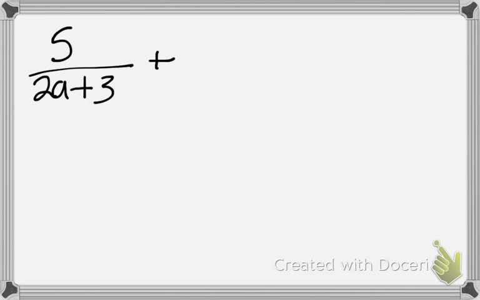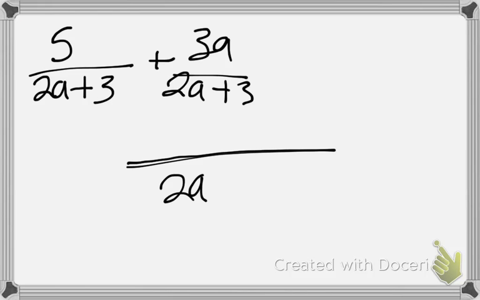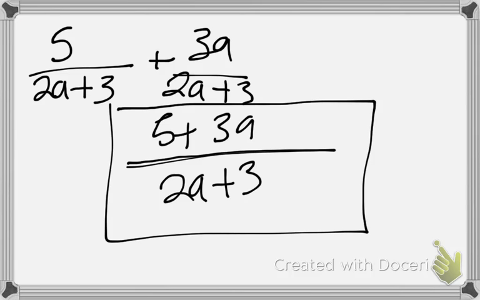So to start out, we're going to do a very simple one. So we're going to do 5 over 2a plus 3 plus 3a over 2a plus 3. And because the denominators are the same, we don't need to do too much to the equation. We need to put the whole equation over 2a plus 3. And then we're going to do 5 plus 3a. And this is our most simplified version of the equation. Next, we're going to do a little bit harder example.